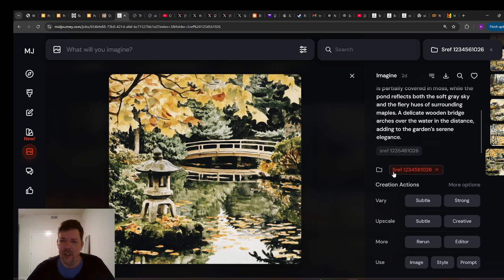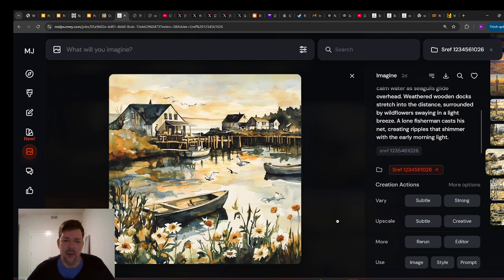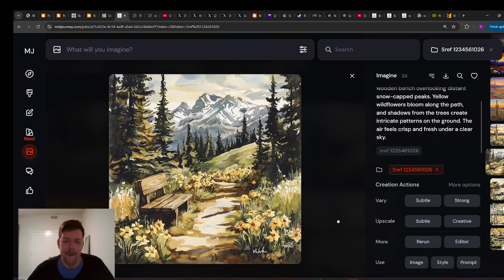This here is the name of the folder I used. And here, this actually has it in the prompt. A lot of them don't have this in the prompt, but these do to give an idea of what the style reference code looks like.